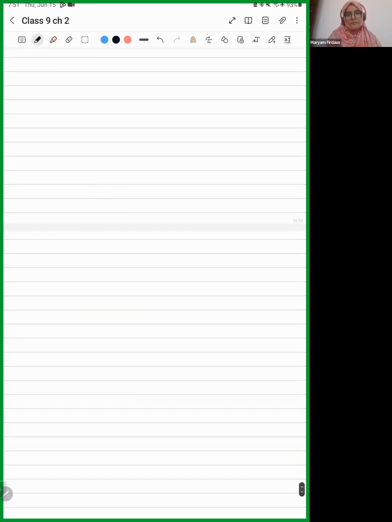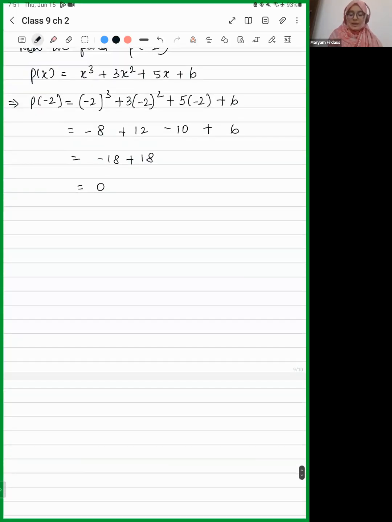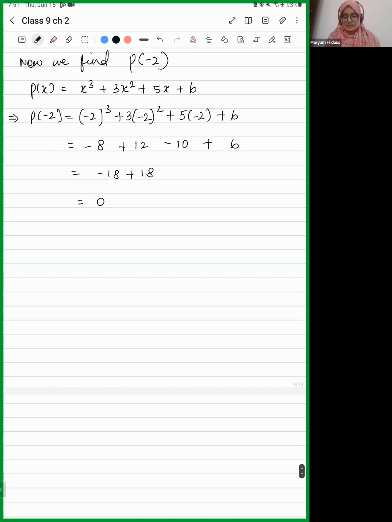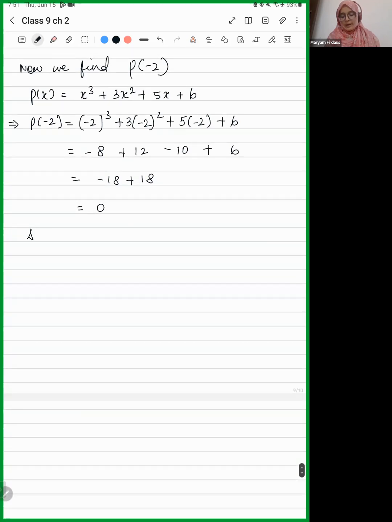Done? No, I'm doing it. Okay. Yes, ma'am, it is a factor. Why? Because P of minus 2 is equal to 0, therefore x plus 2 is a factor of P(x). Very good.